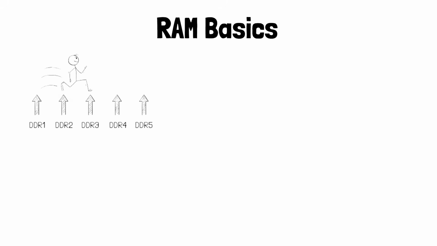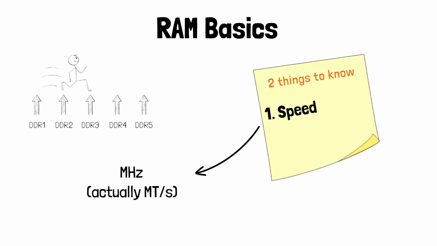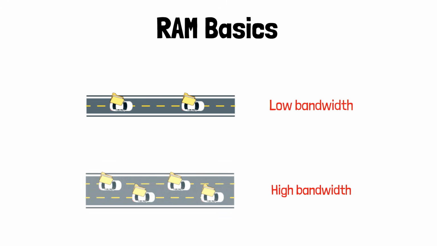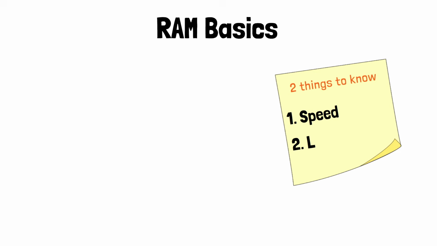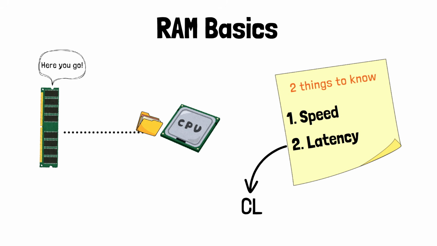Before we jump into the different RAM generations, there are two things you need to understand. First is RAM speed, which is commonly called megahertz, but is technically measured in mega transfers per second, or MT per second. This affects bandwidth, which is simply how much data the RAM can move every second. Think of bandwidth like a road. Higher bandwidth means more data can travel at once. Second is latency, shown as CL.